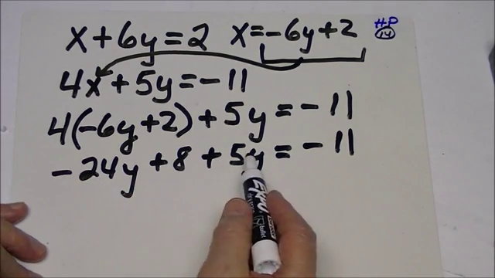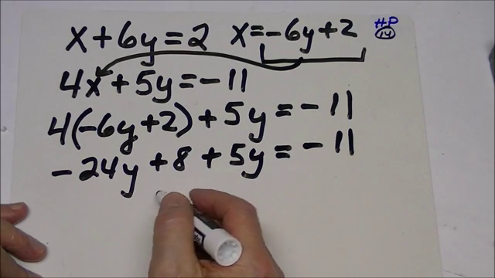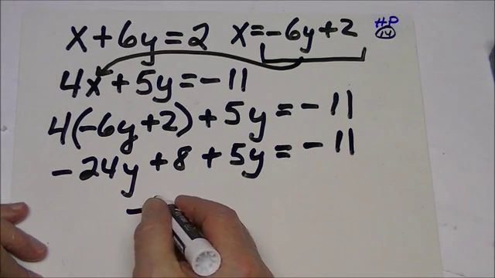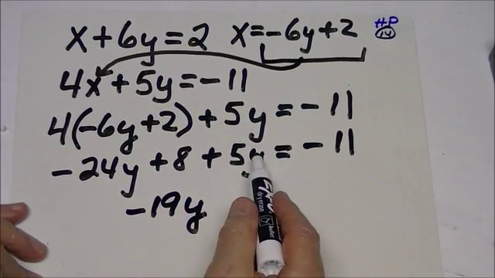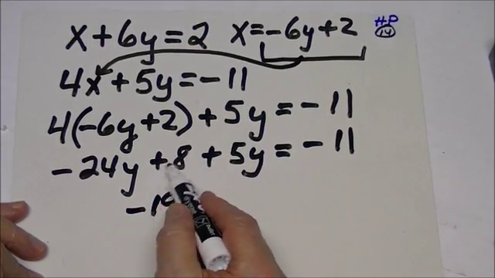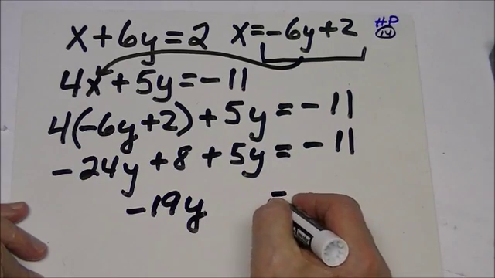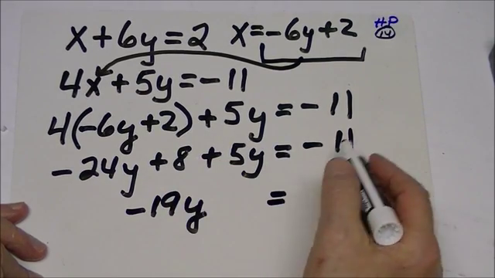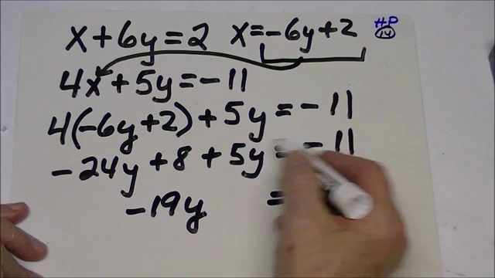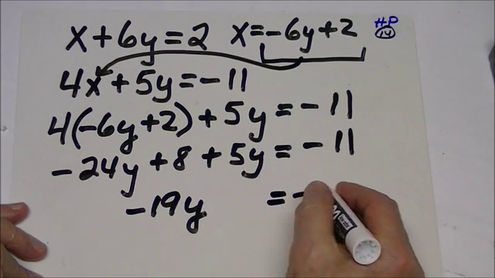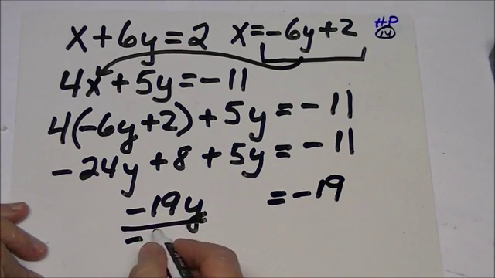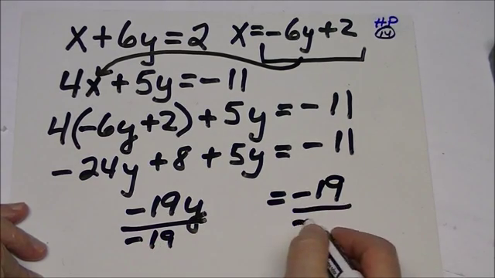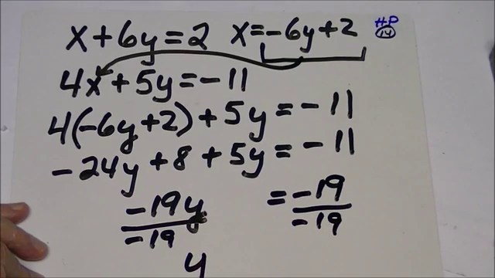Now we're going to group like terms, and we get a negative 19y. Grouping our like terms, we're going to transpose this to the other side. On this side it becomes a negative 8, or subtract 8 from both sides. And now we're going to divide both sides by a negative 19. We get y equals 1.